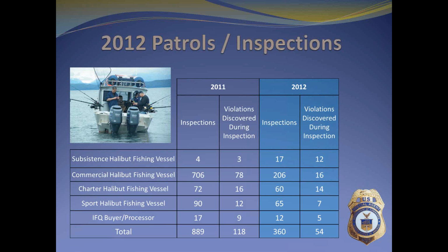I've provided some numbers for you here to take a look at. The 2012 numbers are in the columns on the right. And 2011 numbers are just to the left of that, so you can make some comparisons if you like. In the subsistence halibut fishing vessel sector, we conducted 17 inspections. There were 12 violations discovered during those inspections. In the commercial halibut fishing sector, this year we did 206 inspections. There were 16 violations discovered.